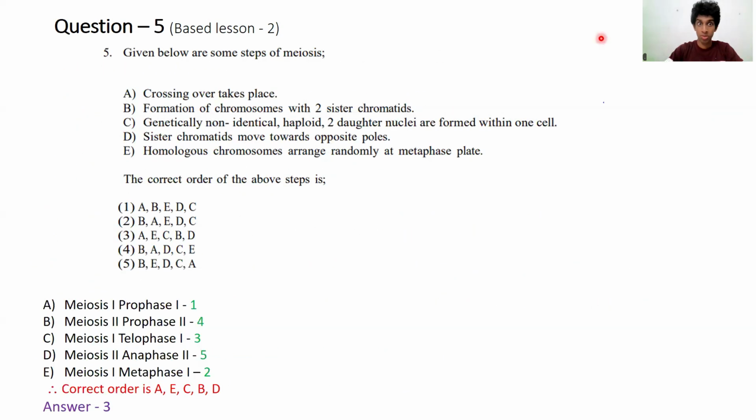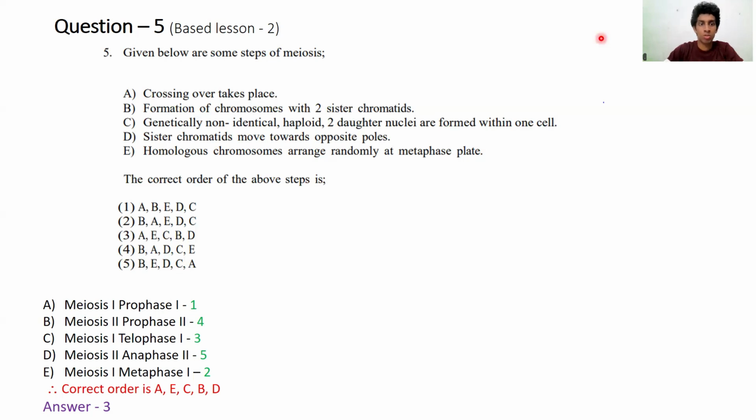Question number 5. It is also based on the second lesson. Given below are some steps of meiosis. A. Crossing over takes place. B. Formation of chromosomes with two sister chromatids. C. Genetically non-identical haploid two daughter nuclei formed within one cell. D. Sister chromatids move towards opposite poles. E. Homologous chromosomes arranged randomly at metaphase plane. The correct order of the above steps is.